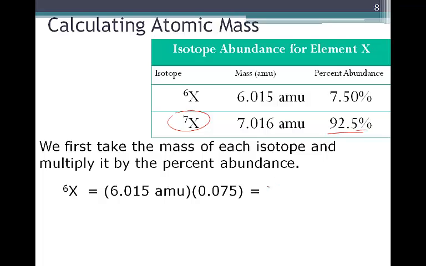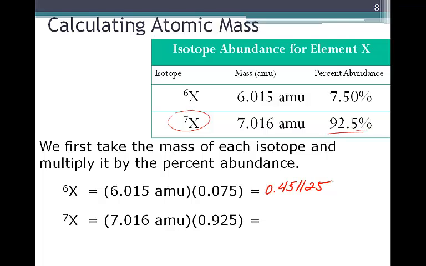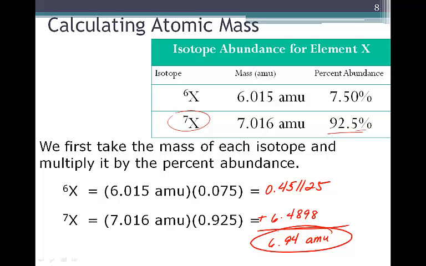This gives me 0.451125. For isotope 7, I take 7.016 times 0.925, and I get 6.4898. I then add those two numbers together, and I get an average atomic mass of 6.94. And our units for atomic mass are AMU.